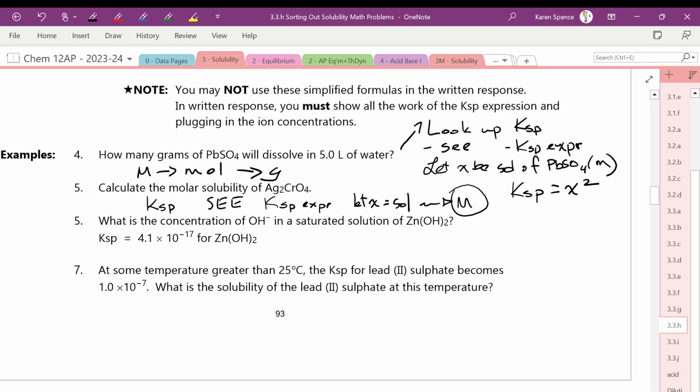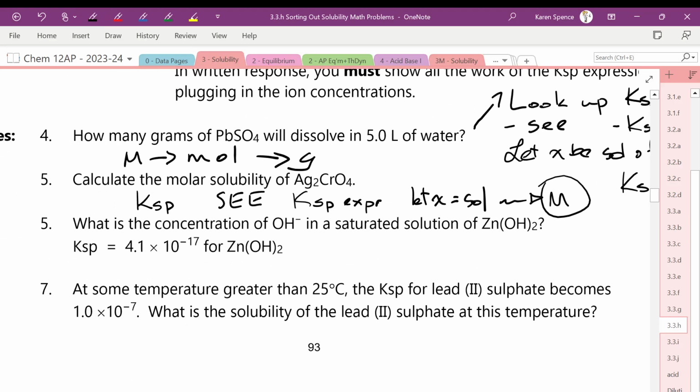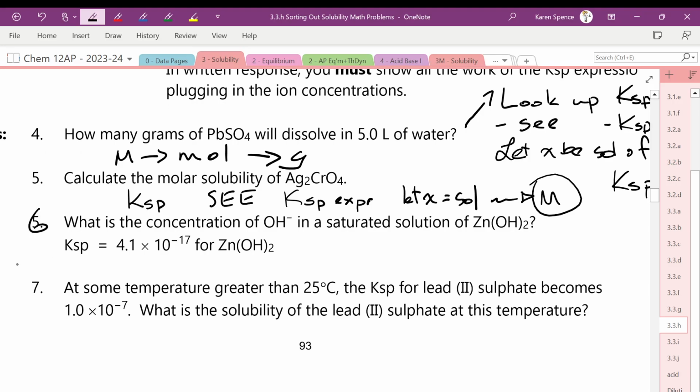Could you recognize what to do for number 6? Can you recognize what to do for number 6?